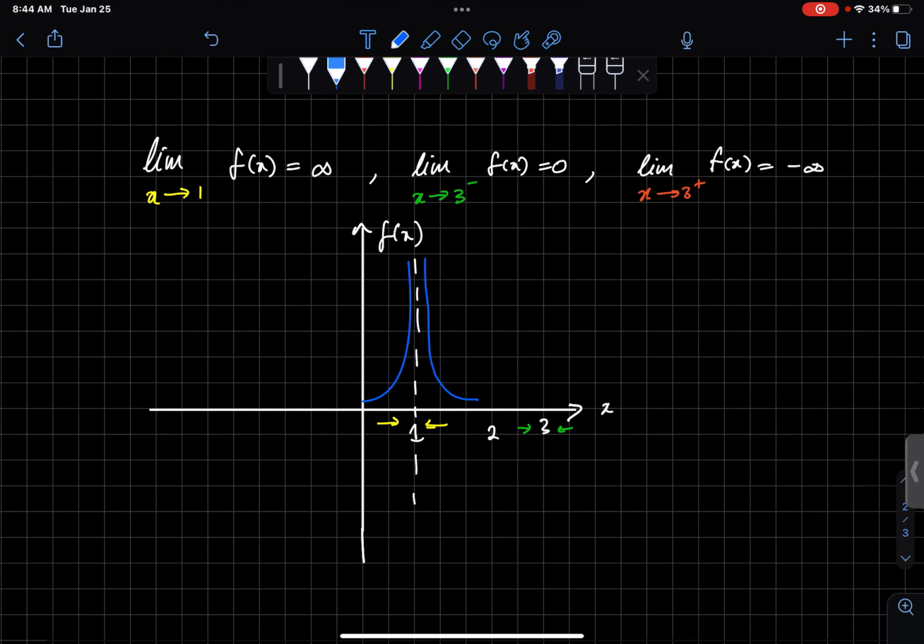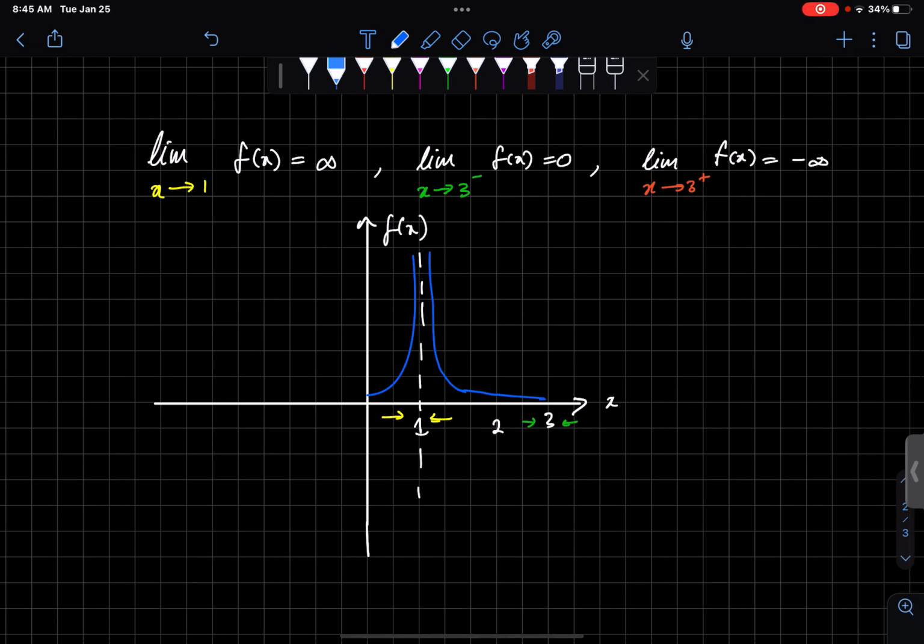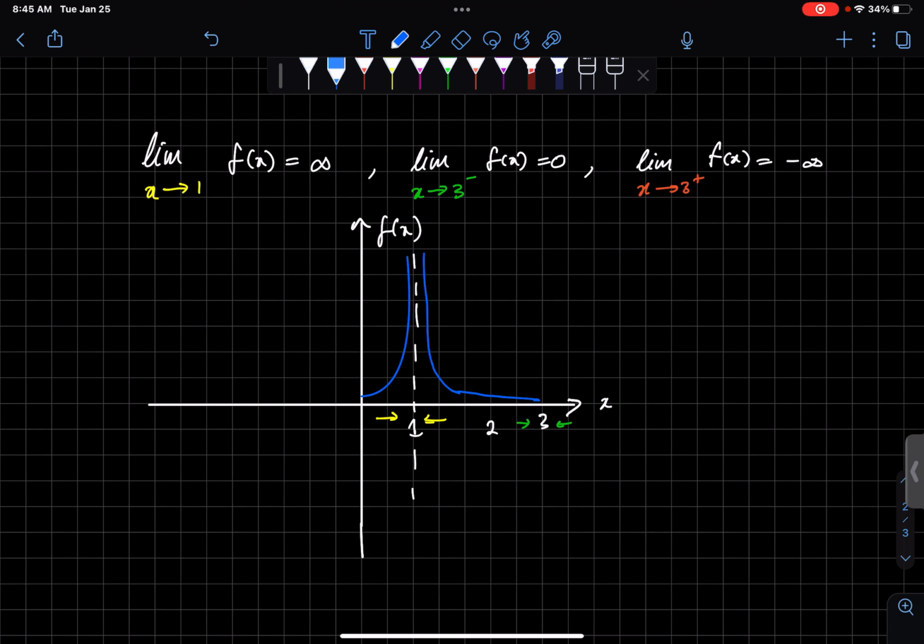So we can continue this. This can get closer and closer to, no, that's not good, to 0. And then as we come from the right hand side, this approaches minus infinity.